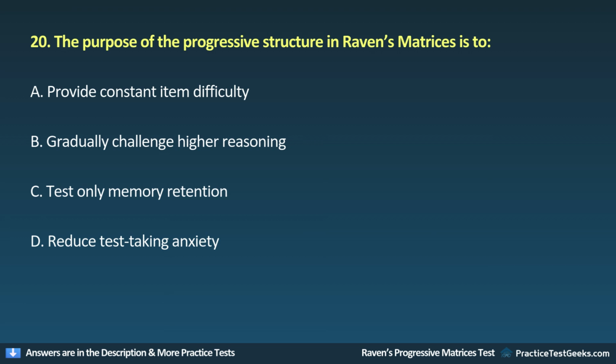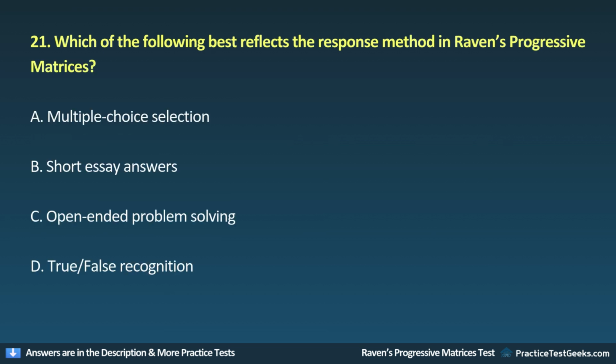20. The purpose of the progressive structure in Raven's matrices is to: A. Provide constant item difficulty. B. Gradually challenge higher reasoning. C. Test only memory retention. D. Reduce test-taking anxiety.